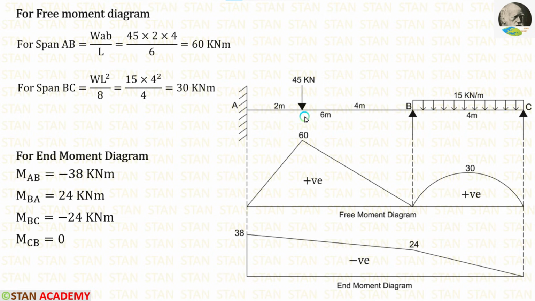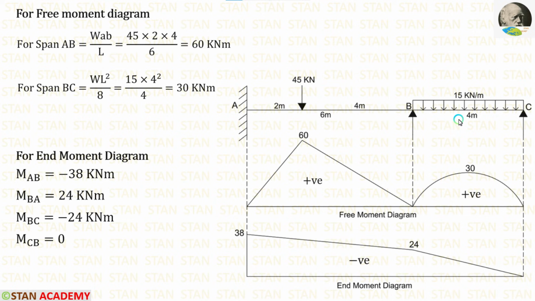In the simply supported beam, if the point load is not acting on the center, we have to split the beam into two parts, A and B. The formula for the maximum bending moment under the load is WAB upon L. Here W is 45, A is 2, B is 4, L is 6. When we apply in the formula, we are getting 60 kN meter.